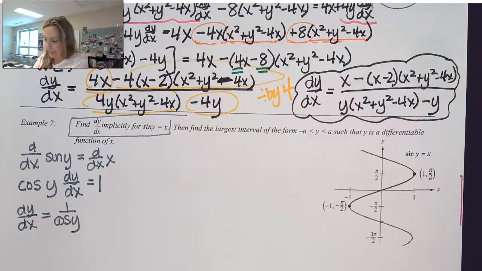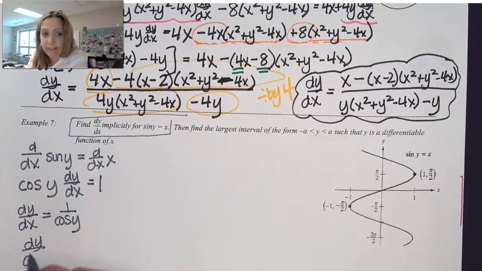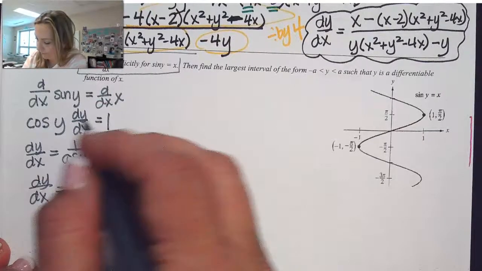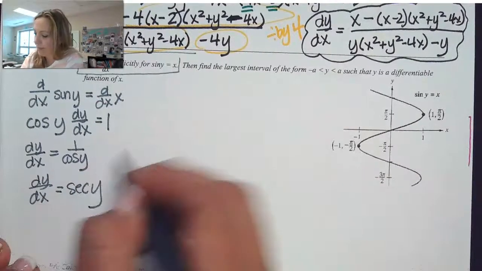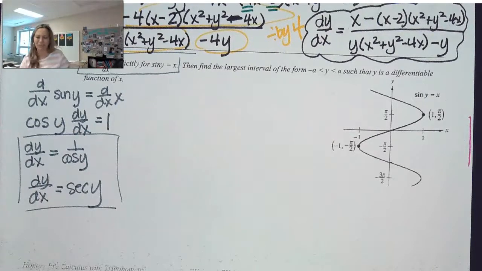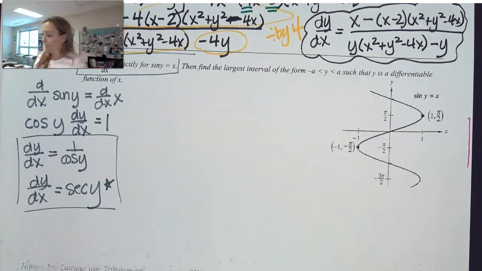So we could rewrite this, right? Instead of 1 over the cosine of y, we could write that as the secant of y. Those are some different ways that we could write dy/dx. And again, usually we would prefer the secant of y. Okay, so that's the first part.